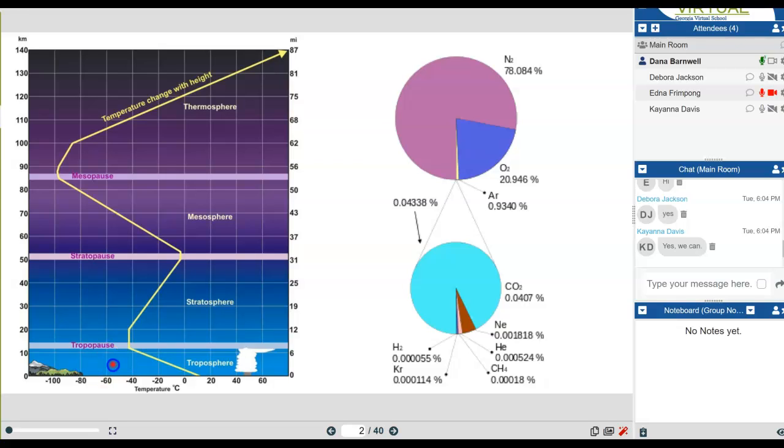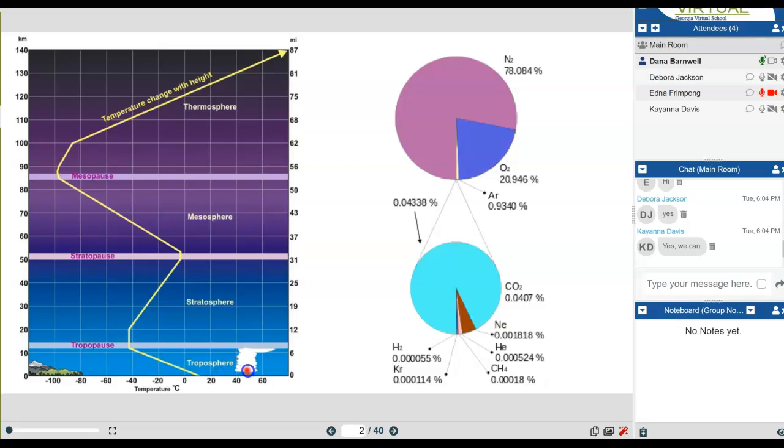This is that first layer that is where we live, the troposphere. And this is also where we are going to experience the weather that we experience here on Earth. Remember that weather is something that happens on a more daily basis, whereas climate is something that happens when we talk about averages over a 20 to 30 year period.